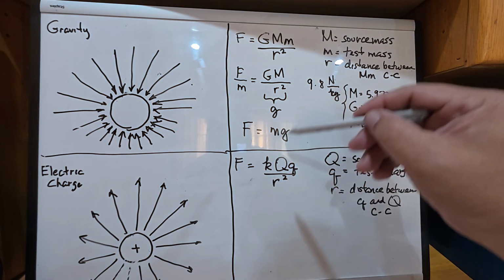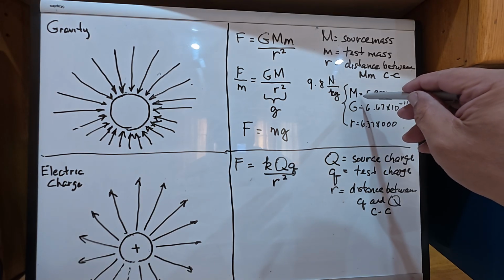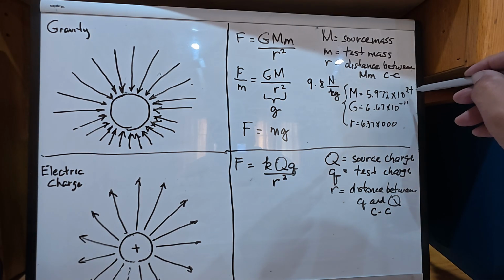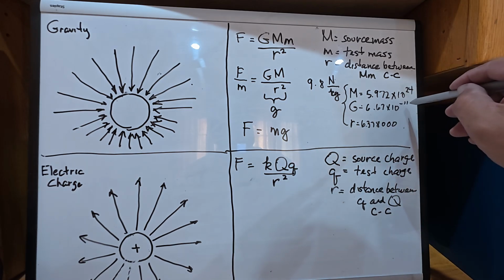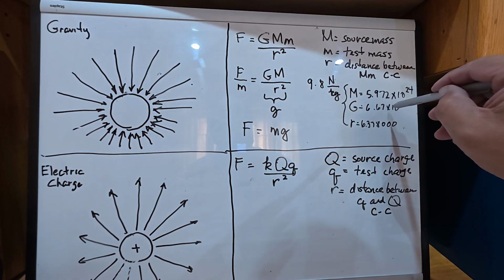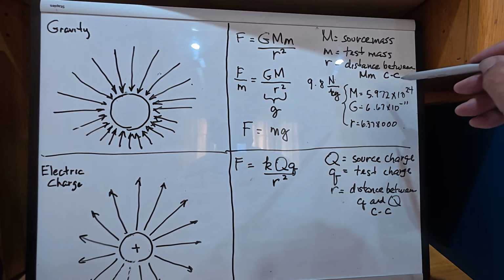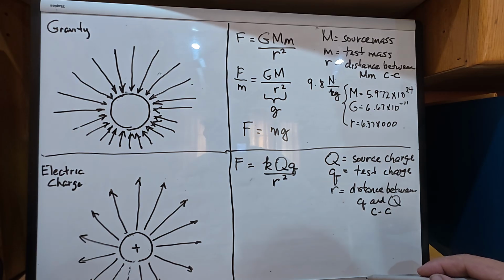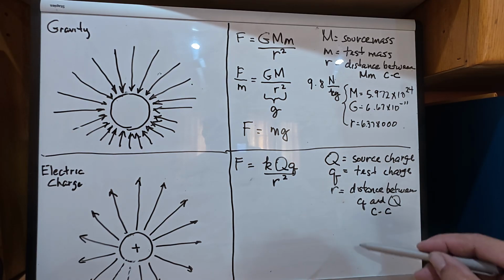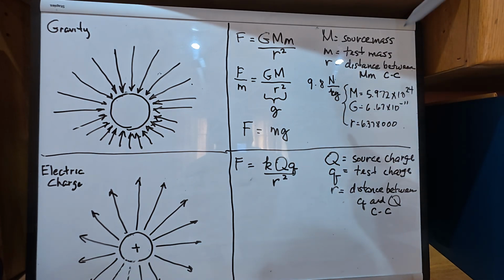If we substitute the values for the source mass, which is the mass of the Earth, 5.972 times 10 to the 24th kilograms, G is 6.67 times 10 to the minus 11 newton meter squared per kilogram squared, and r is 6,378,000 meters, the distance from the center of the Earth to the surface of the Earth, we get a value of 9.8 newtons per kilogram.